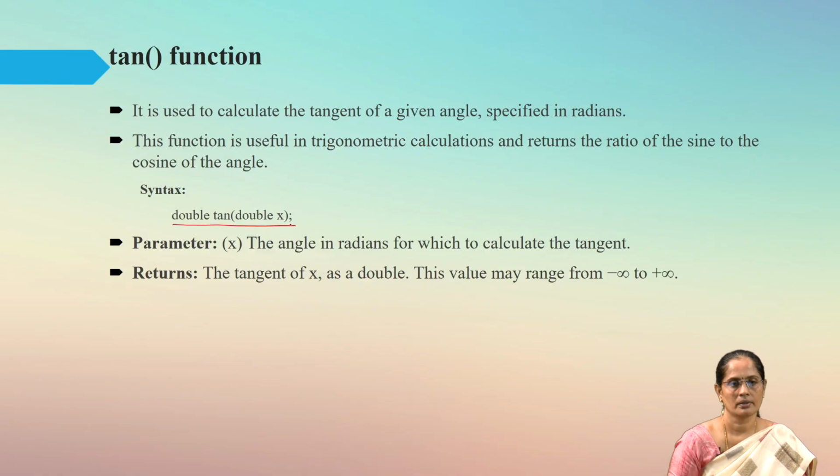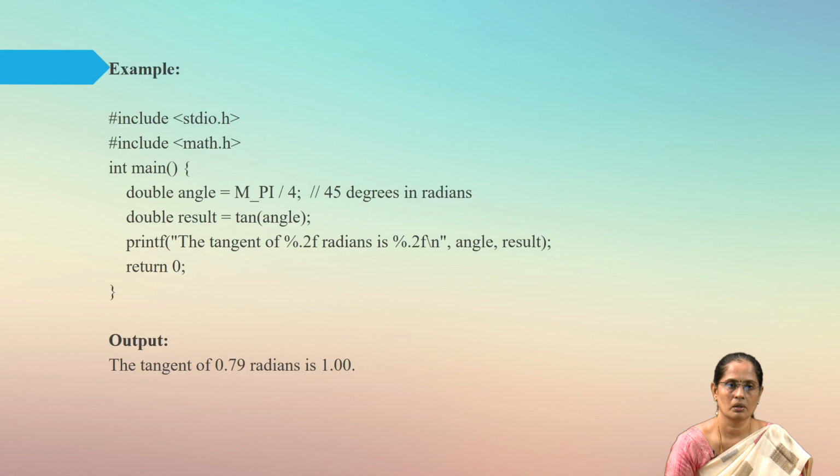The tan function will just give the tangent value of a given input in radians. The syntax is double tan(double x). The double type value should be given as input and it calculates the tangent value of the given x. The result will range from minus infinity to plus infinity. This is the way it can be used in a program.